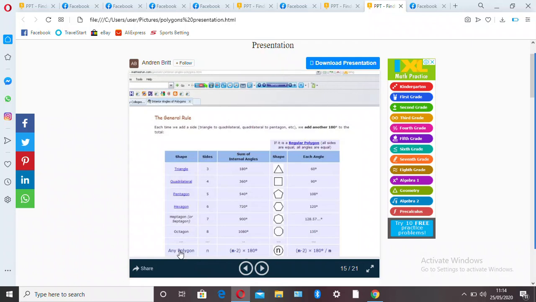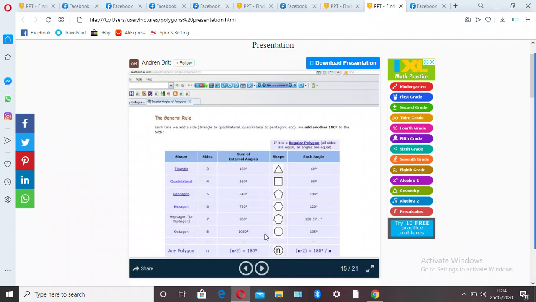Whenever they give you any polygon that they give you, n stands for the number of sides. So the first thing to do is to go and count how many sides this polygon has. Once you count, let's assume you counted and it has 10 sides, for instance. Okay, what will I do? 10 minus 2. When I get my answer, that is 8. 8 times 180 degrees will give you the sum of the interior angles. Sum means the addition of all the interior angles of the polygon.